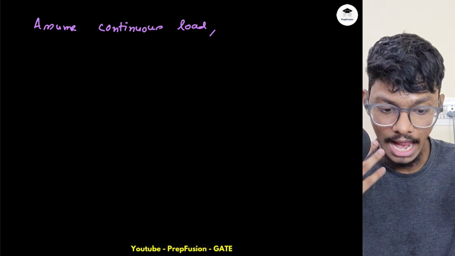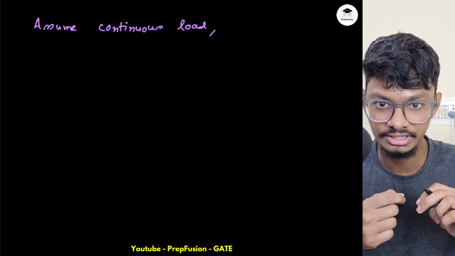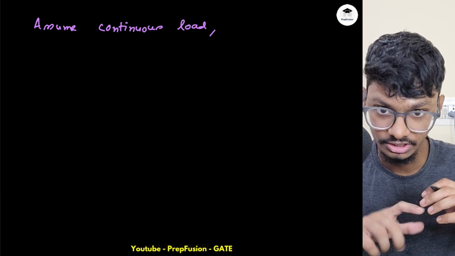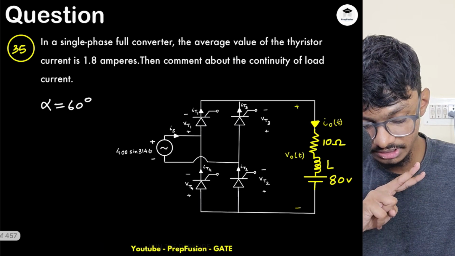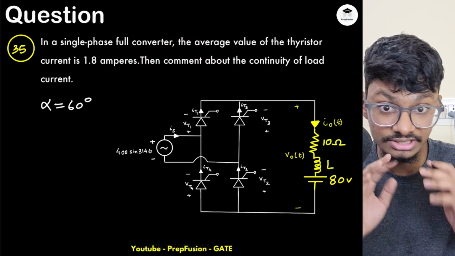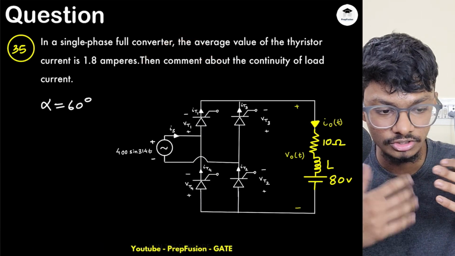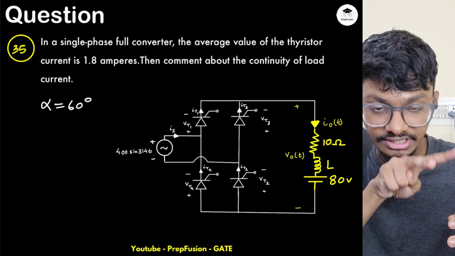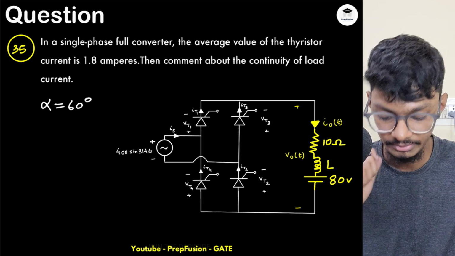If the load current is continuous, and I compare what I get with what they have told us, and the actual thyristor average current is less than that, then obviously the load current is discontinuous, because the thyristor current is 0 for some period of time. That may be the reason, right?